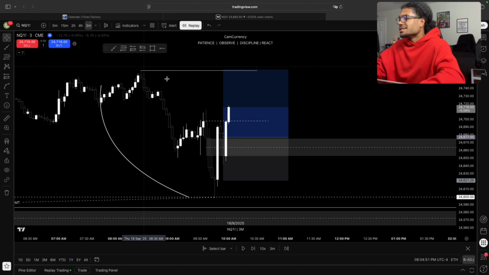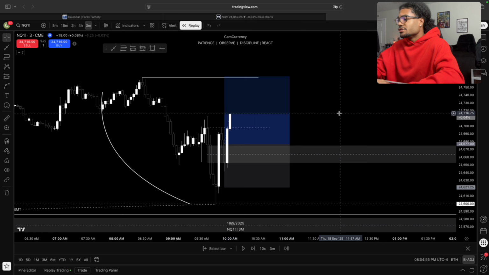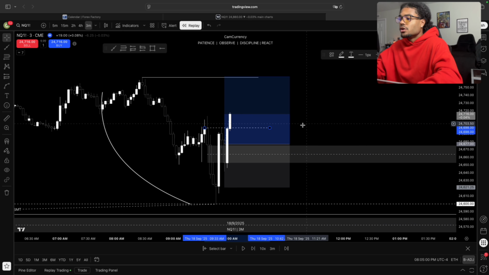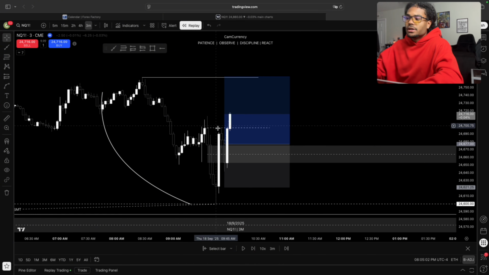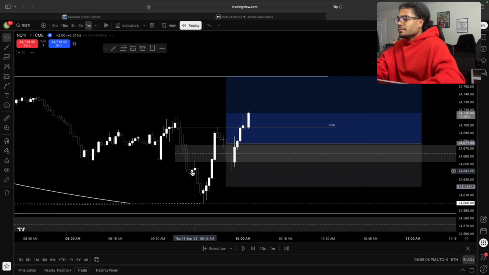Now with this model right here, there was an earlier entry that I know some people did take. For me personally, I like to always rely on the higher time frame. This is the change in the state though, this dotted line. I like to always wait for the highest time frame. Now we did have a 1 minute, this exact model only on the 1 minute.